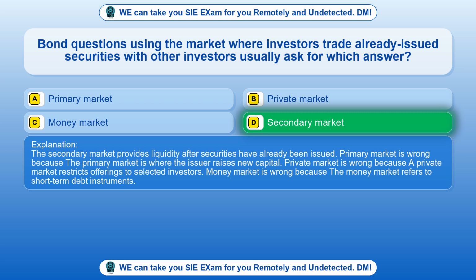Private market is wrong because a private market restricts offerings to selected investors. Money market is wrong because the money market refers to short-term debt instruments.